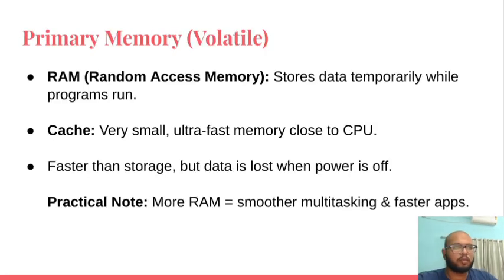Now let's talk about primary memory. Primary memory, as I said, is volatile. Whenever you're using a particular app, it gets popped onto the RAM, and when you stop using it, or when you're idle for some time, it gets popped off. So as I said, it's faster than your storage, but data is lost when power is off.